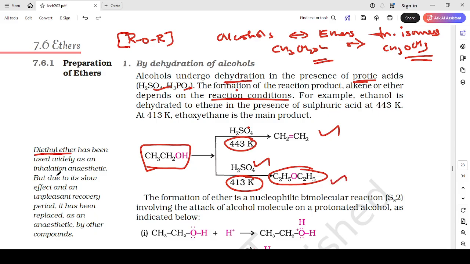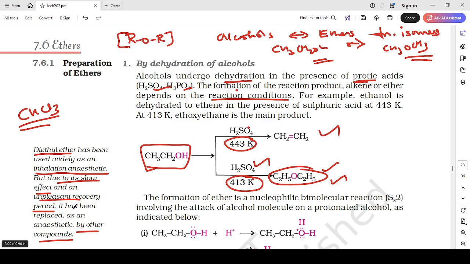Where do you use this diethyl ether? Very commonly as an inhalation anesthetic. Decades back, they used chloroform as anesthetic. But chloroform is a deadly anesthetic, it could be fatal also. So today we are not using chloroform. Instead, they went on to diethyl ether, an inhalation anesthetic. But due to its slow effect and an unpleasant recovery period, it has been replaced by other compounds. It's very slow in its processing, and the recovery is unpleasant.